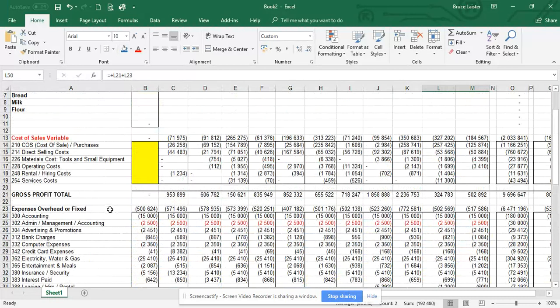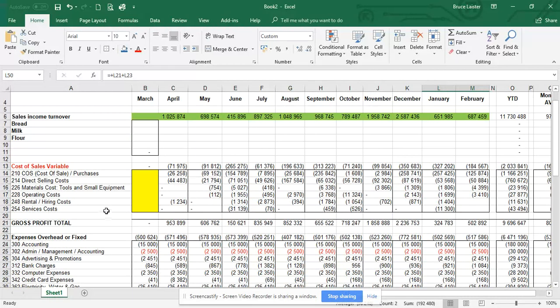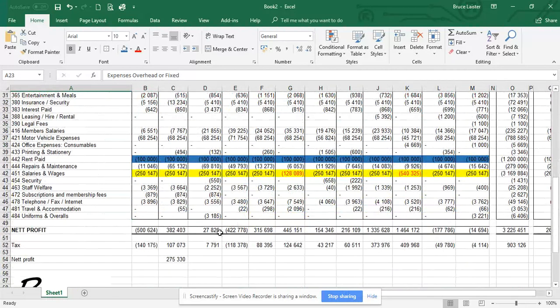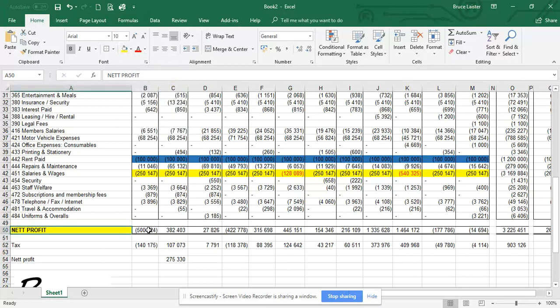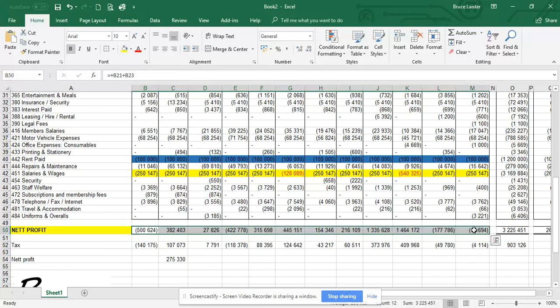So basically, sales minus cost of sales is gross profit. Gross profit minus expenses is net profit. There it is. And these guys did fairly well. It's a net profit of 3.2 million. Now, that's not the end of it.